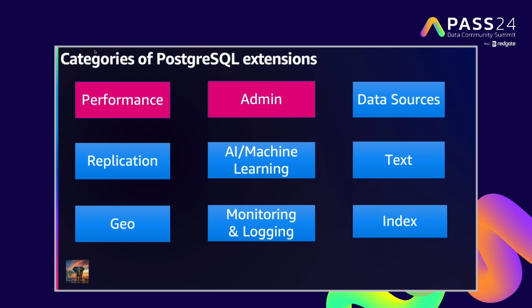There are performance-related ones, there are administration ones, there are extensions which allow you to access disparate data sources like the foreign data wrappers, etc. There are replication-related ones like pglogical, there are AI machine learning-related ones, there are text ones, there are geolocation-related ones, monitoring and logging like pgAudit, and there are additional indexes you can create for different data types and different functionality using extensions. In this talk, we are just going to talk about performance and admin-related ones. There is another talk on extensions and data dictionary views, which is right following this one, which will go into extent about all of those other extensions.